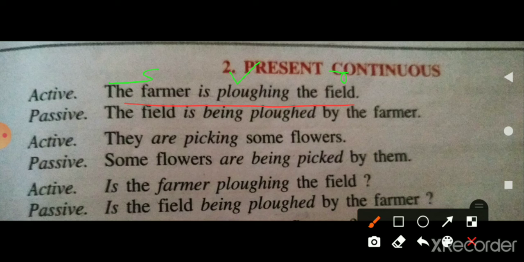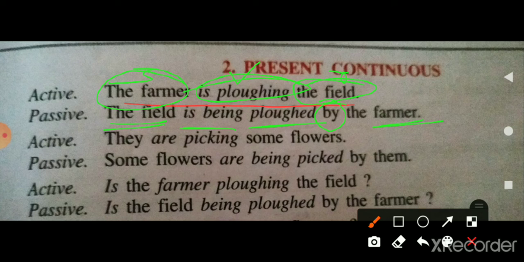Now for changing active to passive, what we are going to do, first we are going to write the object, that is field. So the field is written here. Then now the turn of the verb. For the verb, we are going to use is, am, are accordingly, and being with it. So is, being, and then the third form of the verb, ploughed. And then by, and again the subject. Clear?